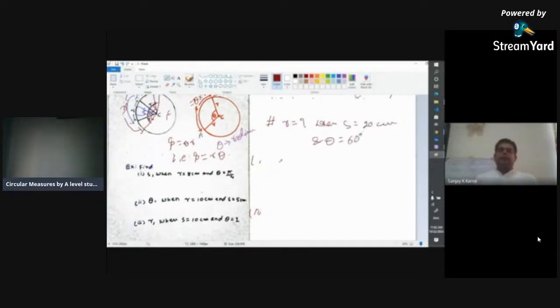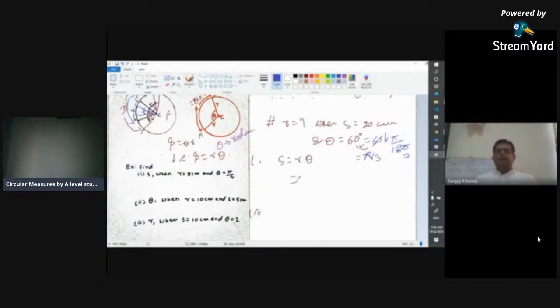So here we know that again s equals r theta, but theta is given in degrees, so you must convert that into radian first. In order to convert that into radian, it is 60 times pi by 180, and then this is 1 and this is 3, so this value of theta is pi by 3. So you always get theta in radians.